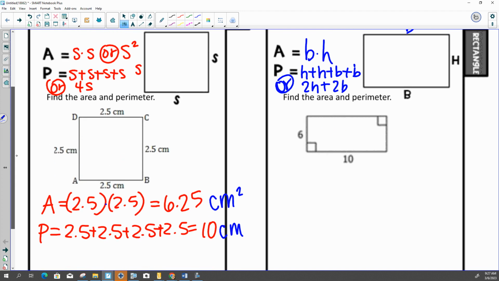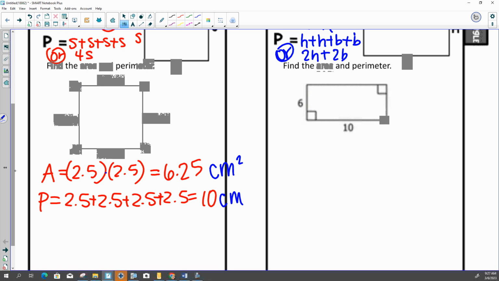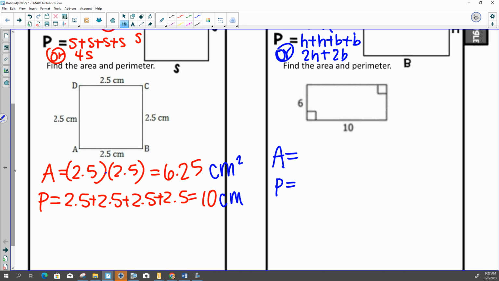All right, let's go down and find the area and the perimeter. Capital A represents area in geometry. Capital P represents perimeter. I like what Carly said, that she likes to put these around the edge when she's finding the perimeter, so she doesn't forget to use all of them.